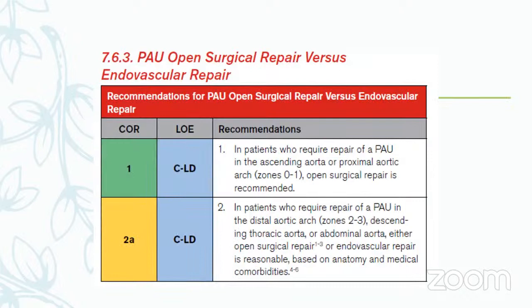What about open surgical repair versus endovascular repair? For patients with penetrating atherosclerotic ulcer of the ascending aorta or the proximal aortic arch, open repair is a class 1 indication. In patients with penetrating atherosclerotic ulcer of the distal aortic arch or the descending or the abdominal aorta, either open repair or endovascular repair is reasonable, and this is a class 2A.